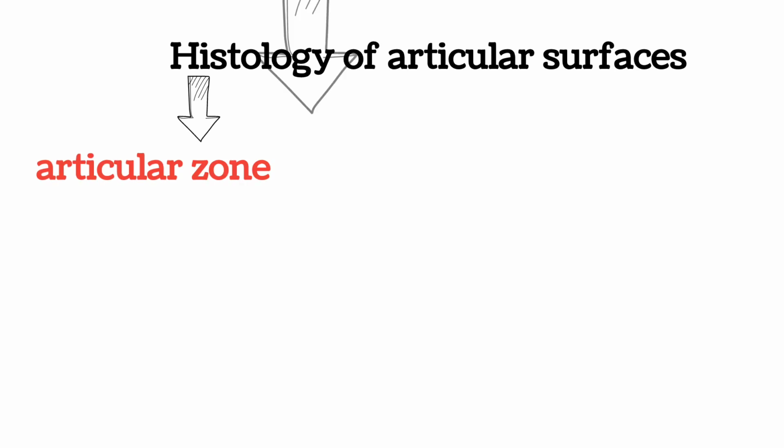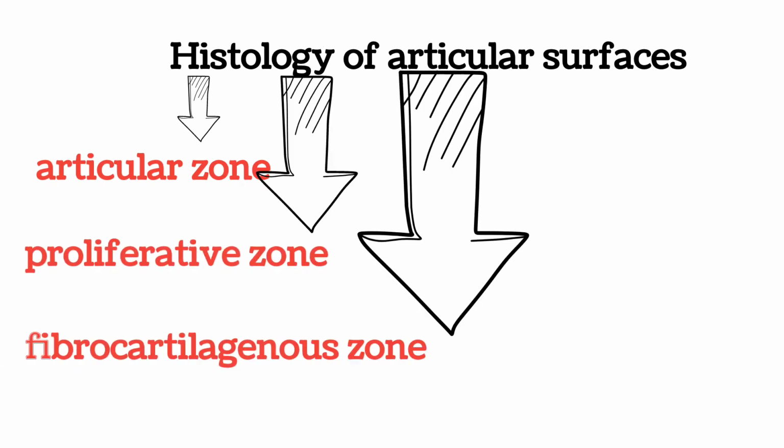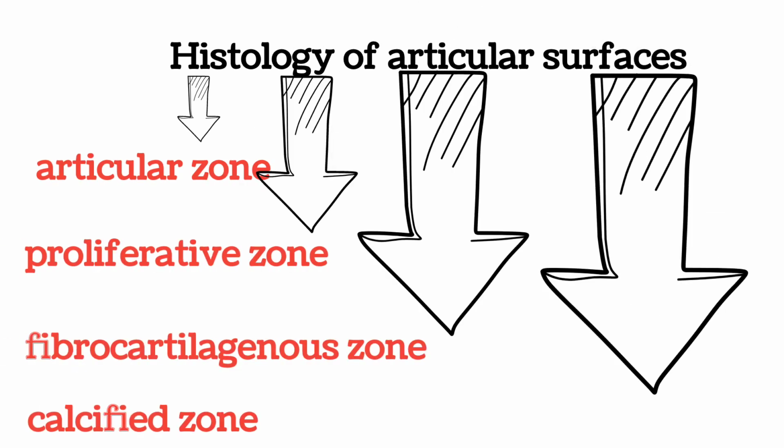Histology of the articular surface consists of 4 layers: articular zone, proliferative zone, fibrocartilaginous zone, and calcified zone. The articular zone consists of collagenous fibrous tissue. Still, some elastin fibers are also present.